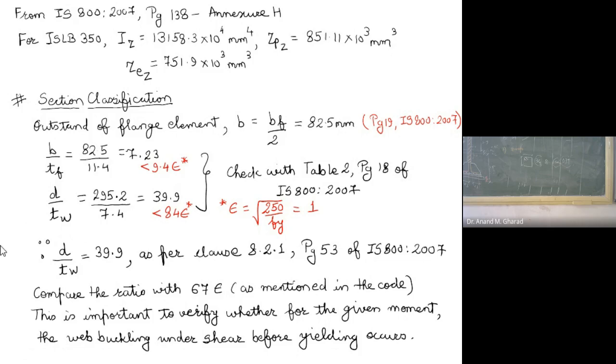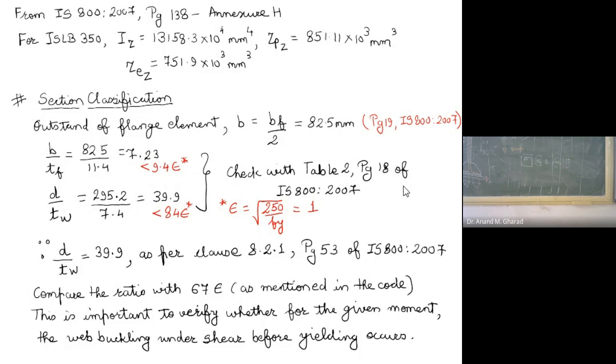So the ratio b by tf comes out to be 7.23. d by tw comes out to be 39.9. These values are to be checked with Table number 2, page number 18 of your IS 800-2007. So Table 2, please open Table 2.